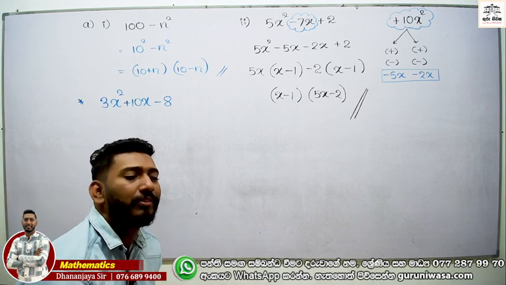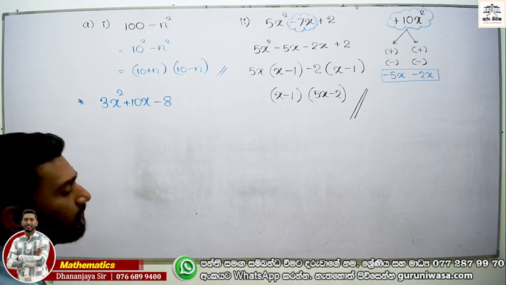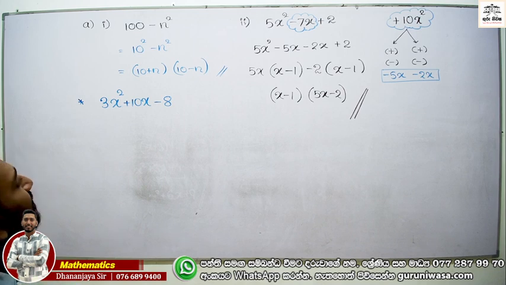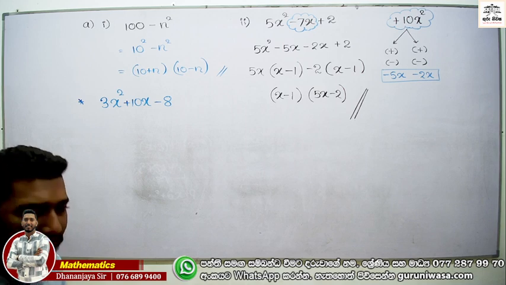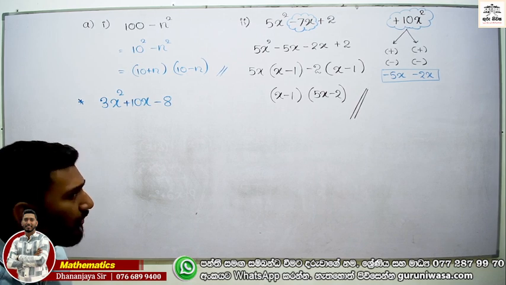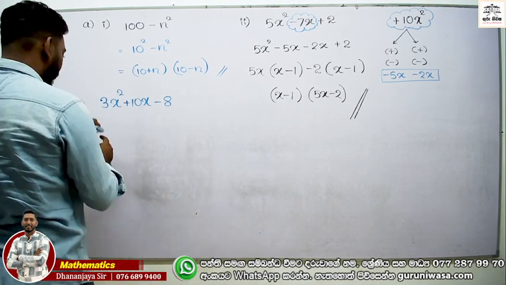Now, you found the answer? No? Yes, sir. Yeah, what is the answer? x plus 2 and x minus 4. 3x minus 4. 3x minus 4. Right. Right. Look at this. The sign is a very important thing.